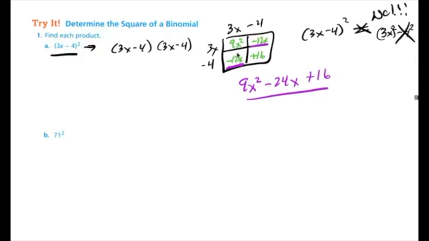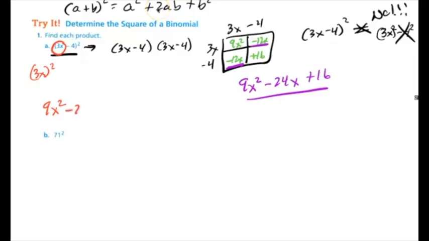Now, you could have done that, or you could have done the formula. If you forgot the formula, we just talked about it. Write it right here. It is a squared plus 2ab plus b squared. How does that work in here? I'm going to square this guy. 3x squared, that's 9x squared. And then we're going to multiply a and b. 3x times negative 4 is negative 12. But then we have to times it by 2. That gets us negative 24x. And then we're going to square the last one. Negative 4 times negative 4 is a positive 16. You get the same answer either way.